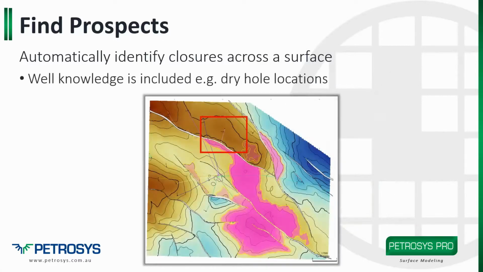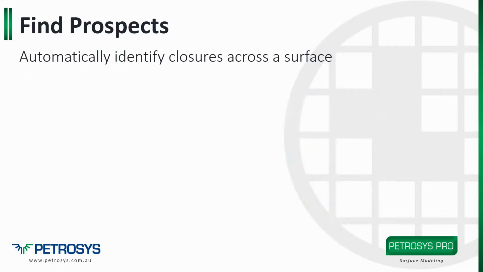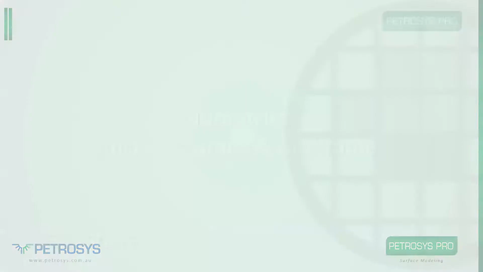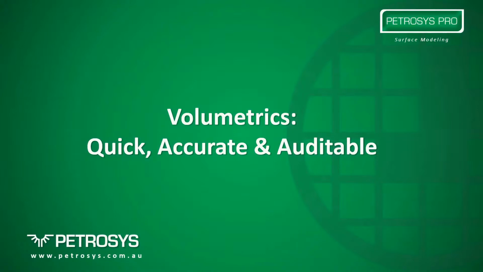Well knowledge is also included in the calculation, so if you have, for example, a dry hole, then no closures will be calculated in that area. Furthermore, if you have an attribute grid available to you, this information can also be taken into account to further define those closures which may be economically viable. We have quick, accurate, and auditable volumetrics.